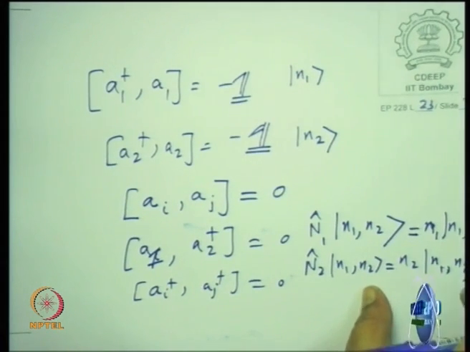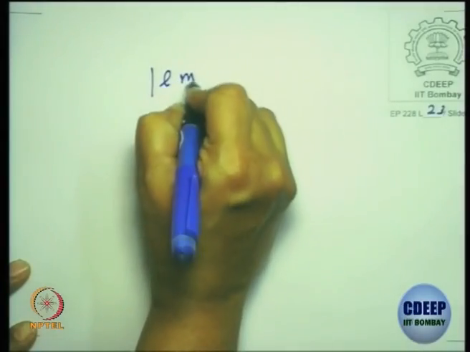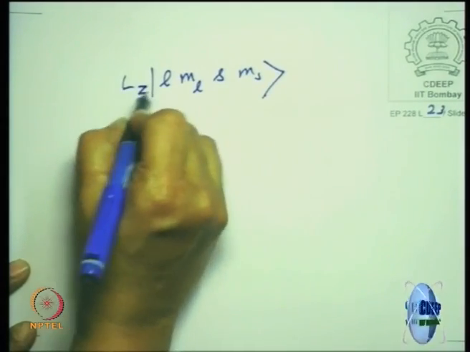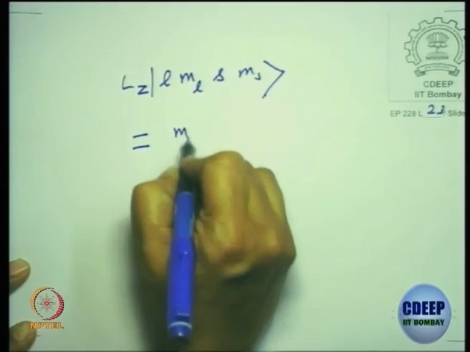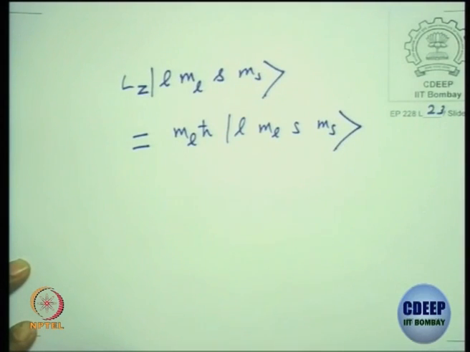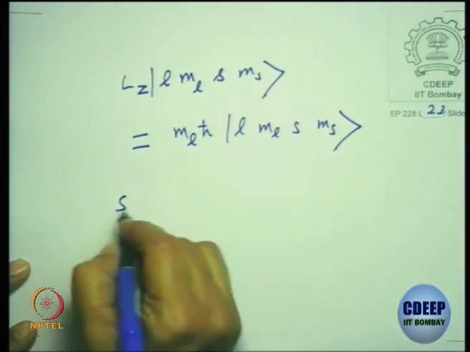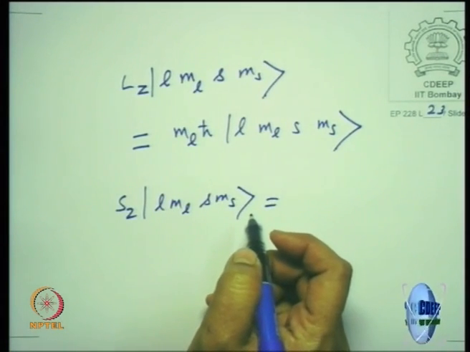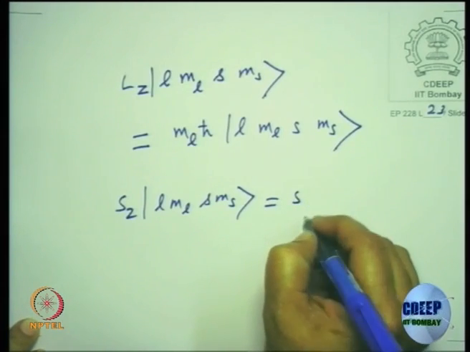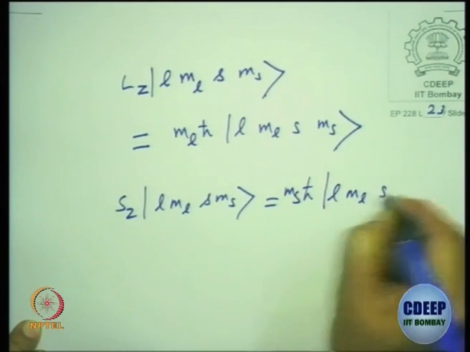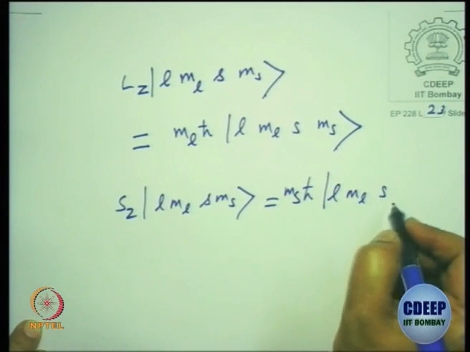Similarly, for the spin and orbital angular momentum, I could write L, ML, S, MS. If there is an LZ operator on this, it will give ML h cross. If there is an SZ operator on this, it will give MS h cross times the state. It doesn't touch the L. That is all I am trying to say.